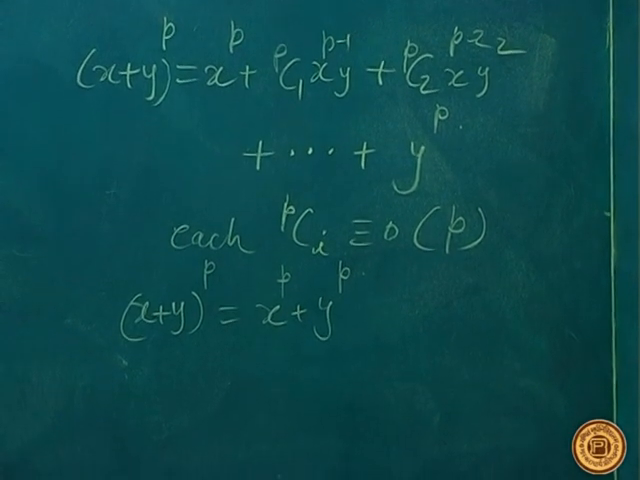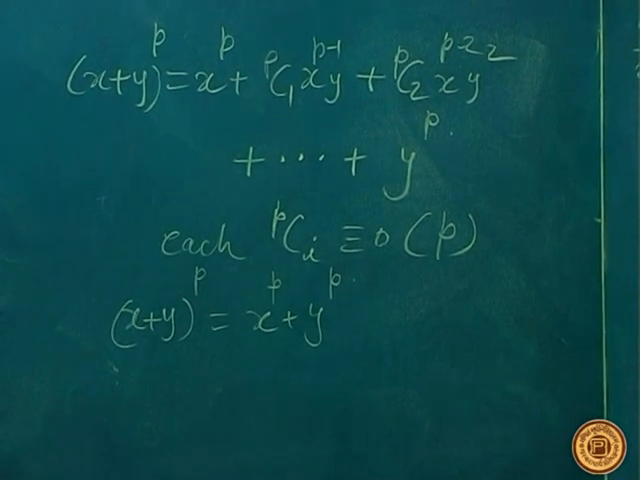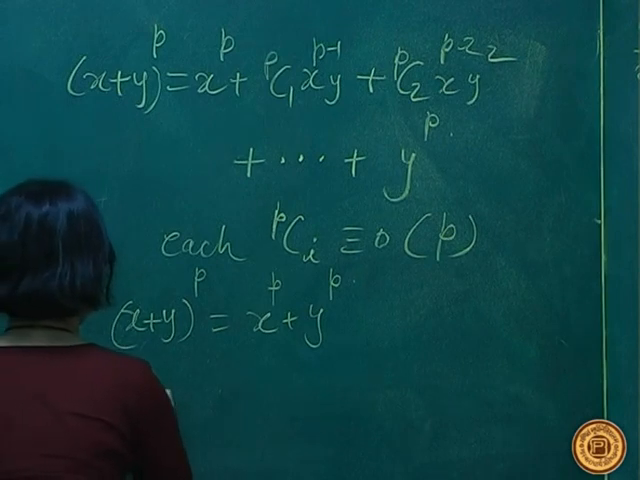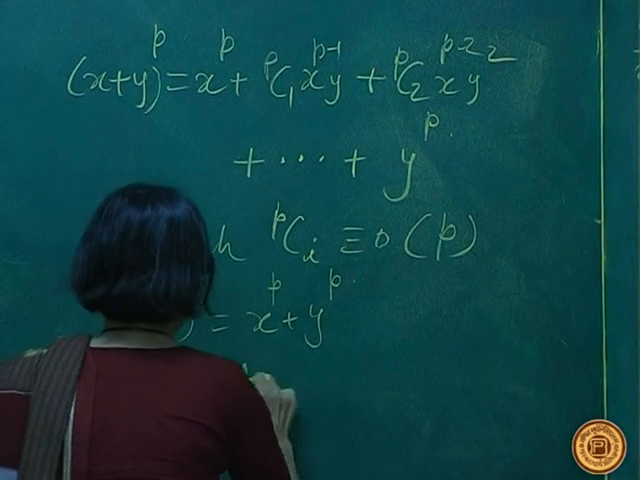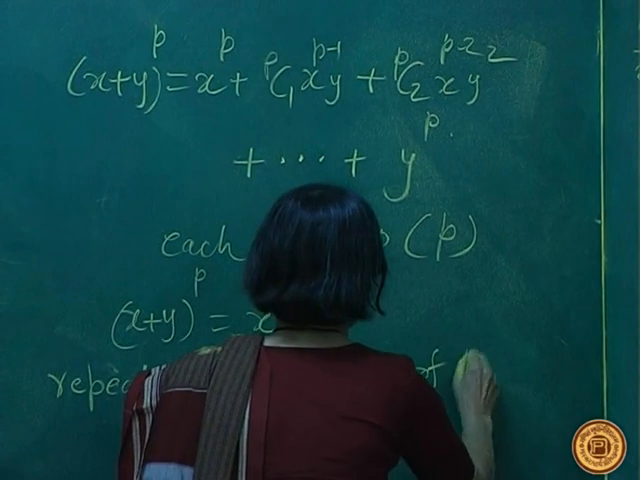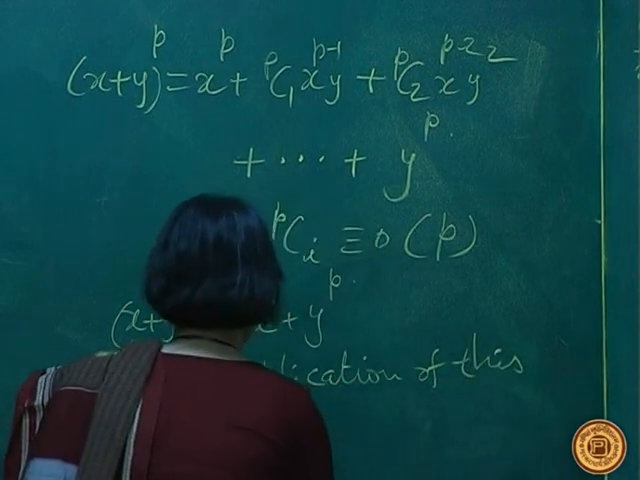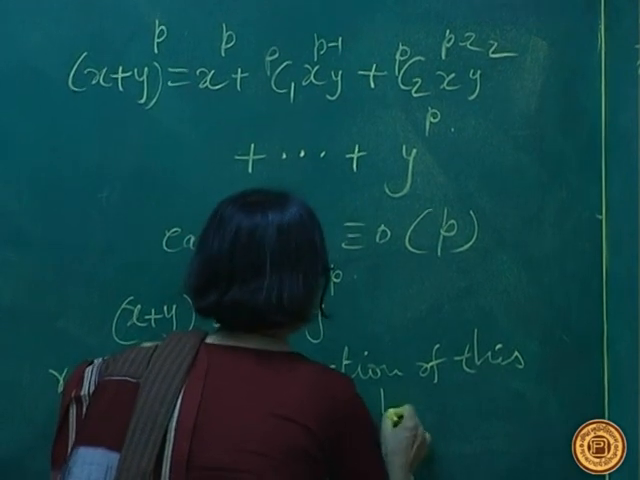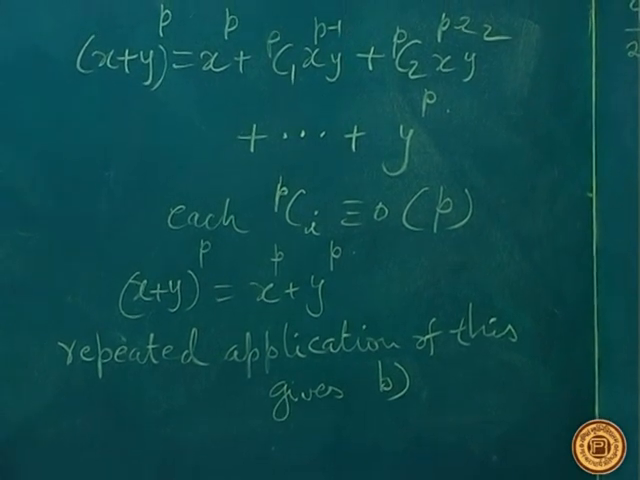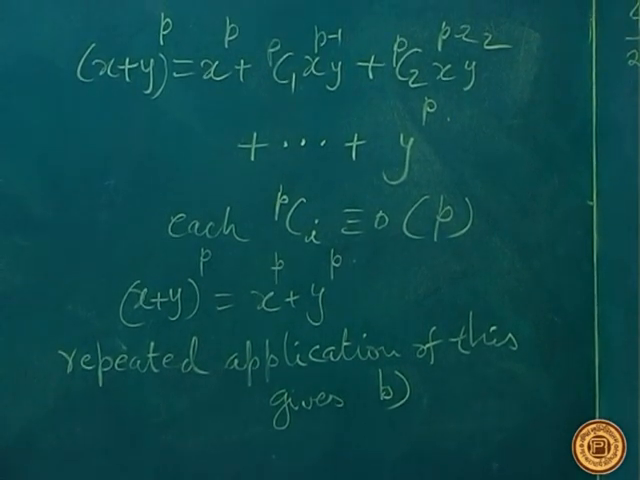Characteristic p implies that every such coefficient is 0 because it is divisible by p. And repeated application of A gives B. You just raise to the power p on both sides again and again, r times or n times. Let us look at C.